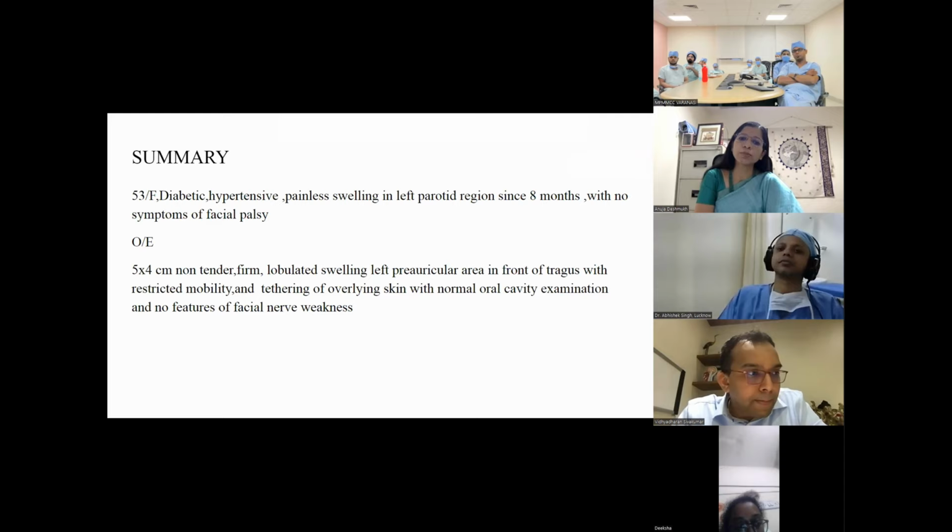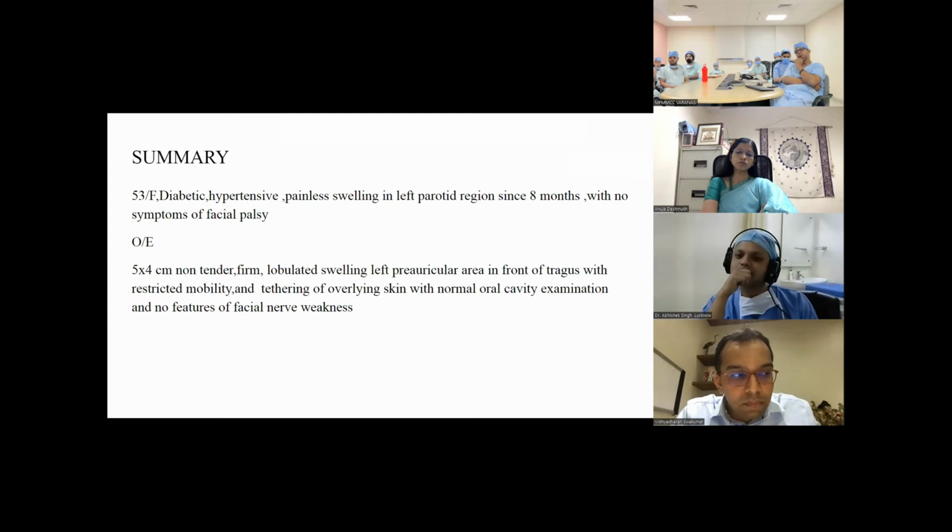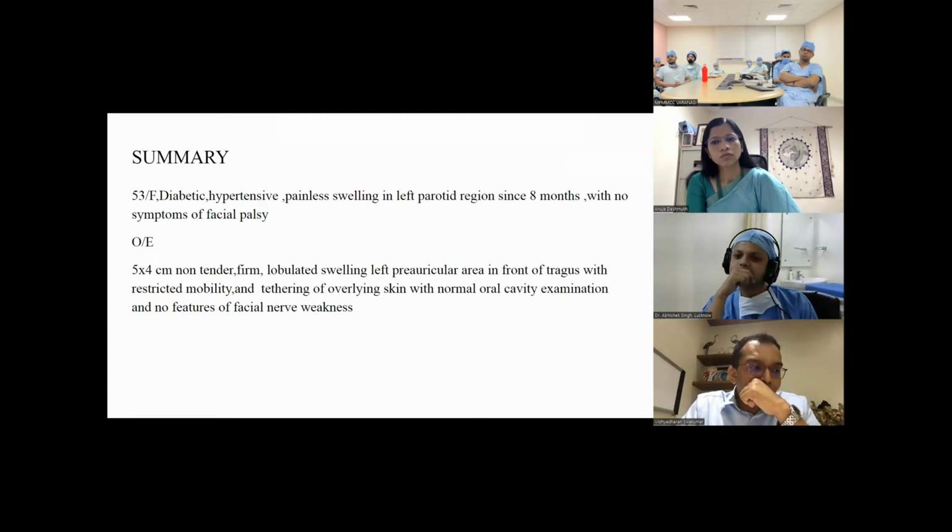So now you tell us how you'll work up this patient. First, I would like to take an ultrasound of the parotid to know the lesion, whether it is an intraglandular or a lymph node swelling, and if there is any suspicion of malignancy. And with that, I would like to take an ultrasound guided FNAC from the lesion. And I would also like to get an MRI of the face and the neck area to see the extent of the lesion, any deep lobe involvement.